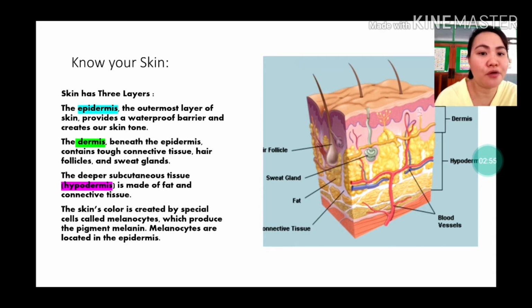And for our skin color, we have melanocytes, which produce the pigment melanin. Melanocytes are located in the epidermis. So when we say melanocytes, this is the one that creates our skin tone, if you are white or black or brown.